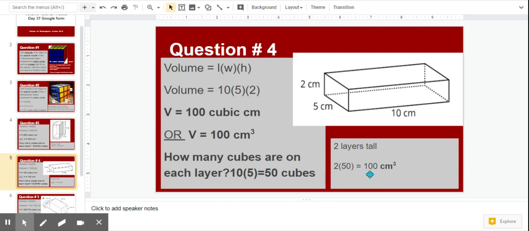So either way you think about it, justifying it with how many cubes are on one layer times the total layers, or if you trust the formula, which you should, but just to make sense of it, the layers help. Length times width times height, multiplying those 3 dimensions on a rectangular object like this will find the volume, 100 cubic centimeters.